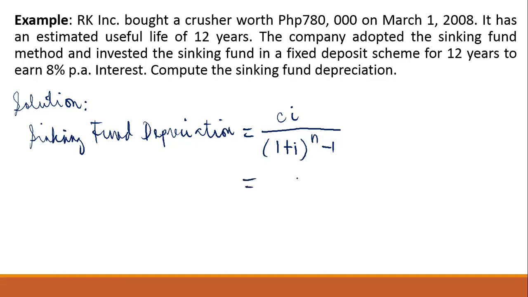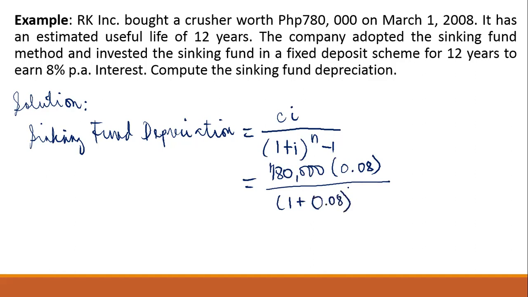Okay, so substitute lang natin yung mga value. So the acquisition cost of the crusher is 780,000 pesos times the interest rate na 8%, or this is equal to 0.08. Tama? Over 1 plus the interest rate na 0.08 raised to how many years? 12. Okay? Ayan. So, yung estimated useful life ng crusher na binili ng company mo is 12 years. Ayan.